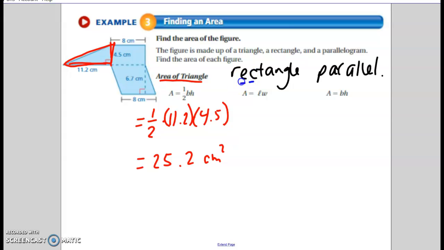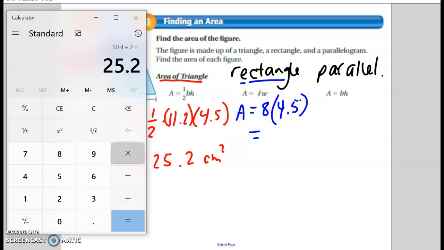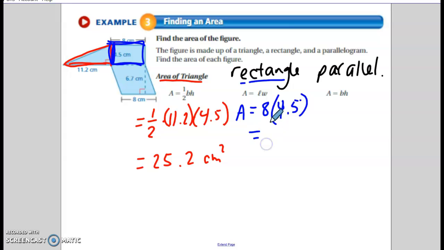Now let's find the area of the rectangle. Everything I do for this rectangle, I'm going to go ahead and model in blue. Here's our rectangle. Remember, rectangle is length times width. The length here is 8 times the width is 4.5. So I'm going to say area is 8 times 4.5. 8 times 4.5. Boy, I did that wrong. 8 times 4.5, 36. So the area of this rectangle is 36 square centimeters.